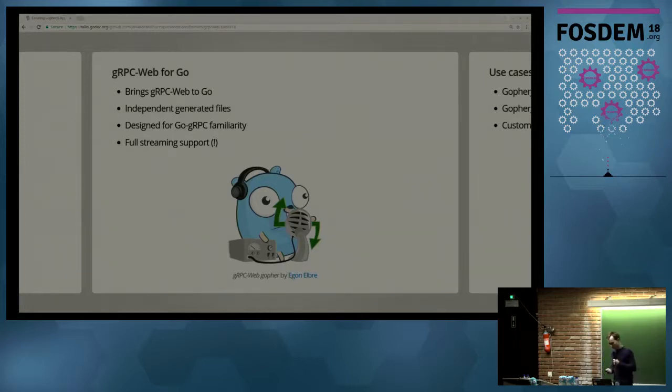It has a Protoc plugin that generates GopherJS code with no JavaScript dependencies. It's designed to look like Go gRPC clients, and it has full streaming support. The spec only mandates that you should support server-side streaming, but I was sitting at the Golang UK conference and I had an idea and I implemented bidirectional streaming and client-side streaming with a WebSocket proxy. So you can use that as well with the gRPC-Web for Go library.